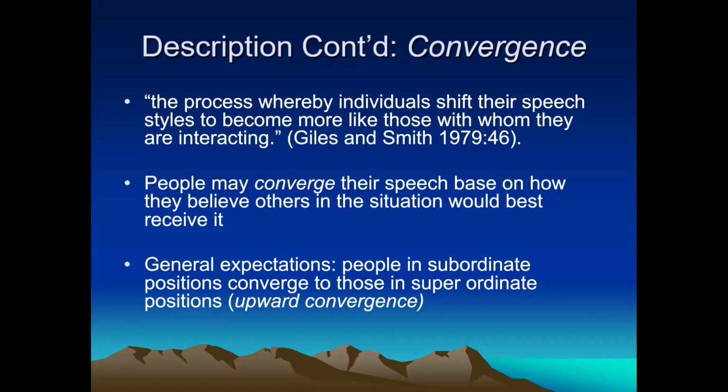General expectations, people in subordinate positions tend to converge to those in superordinate positions. So this is upward convergence, right? So upward convergence is when you have a subordinate assimilating their speech to the speech of their superior. Okay, so boss and employee, for instance, you find that the employee would tend to converge upward. And the upward there comes from the fact that the boss would be using a prestigious variety. All right.